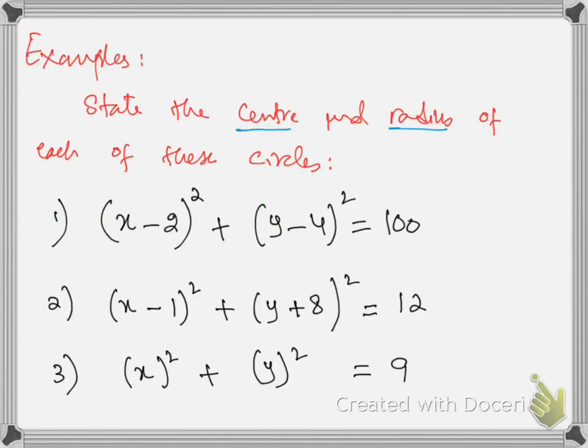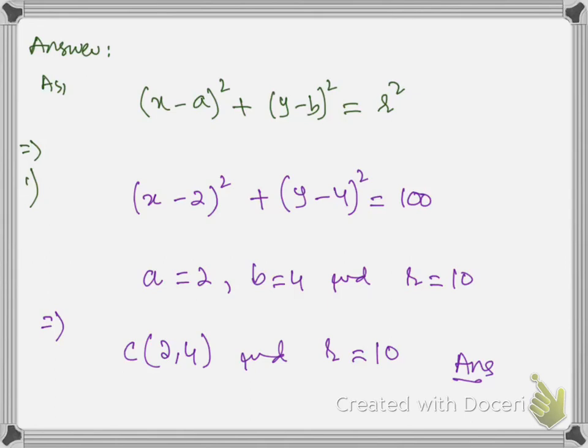Examples. State the center and radius of each of these circles. There are 3 circles. We have to state the center and radius. Number 1, you need to compare the given equation with the standard equation of a circle. By comparing, we have a = 2, b = 4 and r = 10. Therefore the center of this circle is at (2, 4) and the radius is 10.